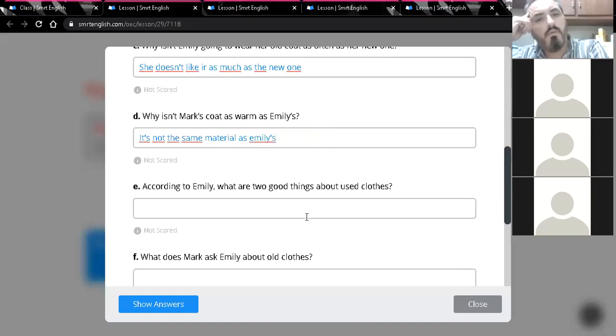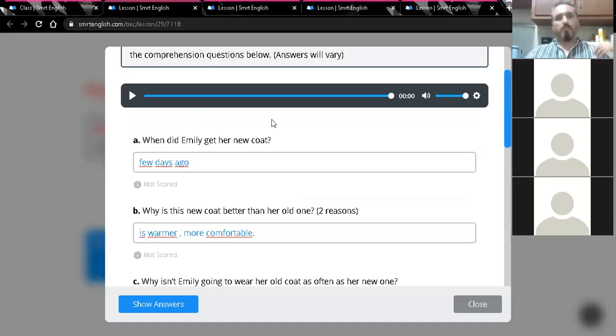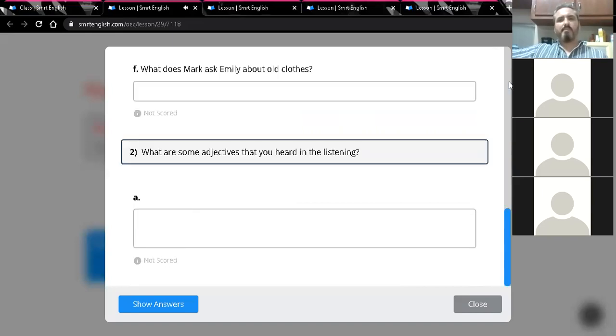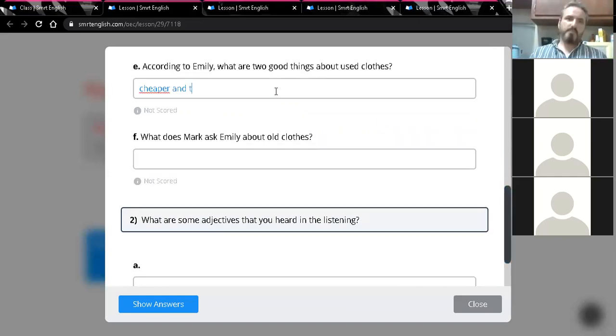According to Emily, what are 2 good things about used clothes? Cheaper. Awesome. Cheaper and, do you remember? Just remember cheaper. Okay, let me try to find it. Buy used clothes. Why? You should. They're much cheaper than new clothes, and old stuff always comes back in style. They always come back in style. Do you think this is true, guys?